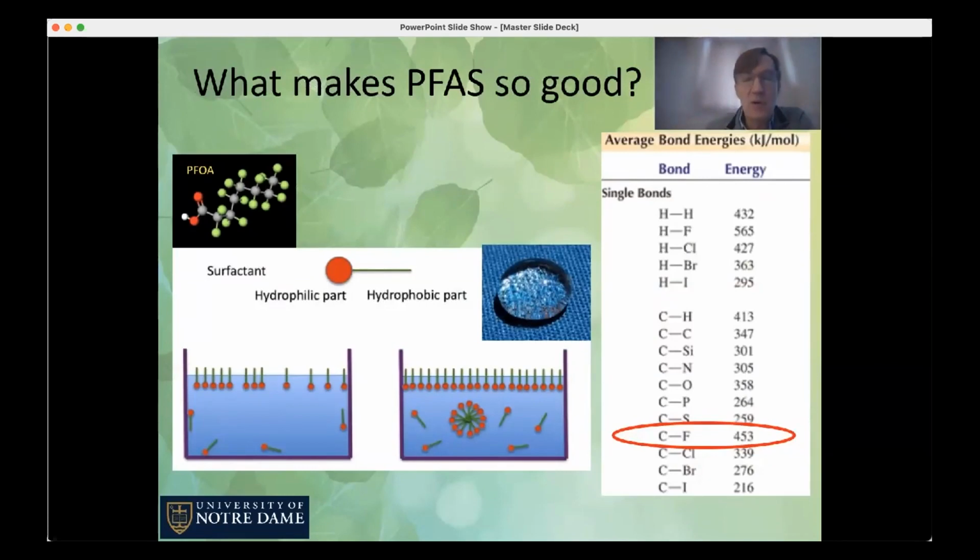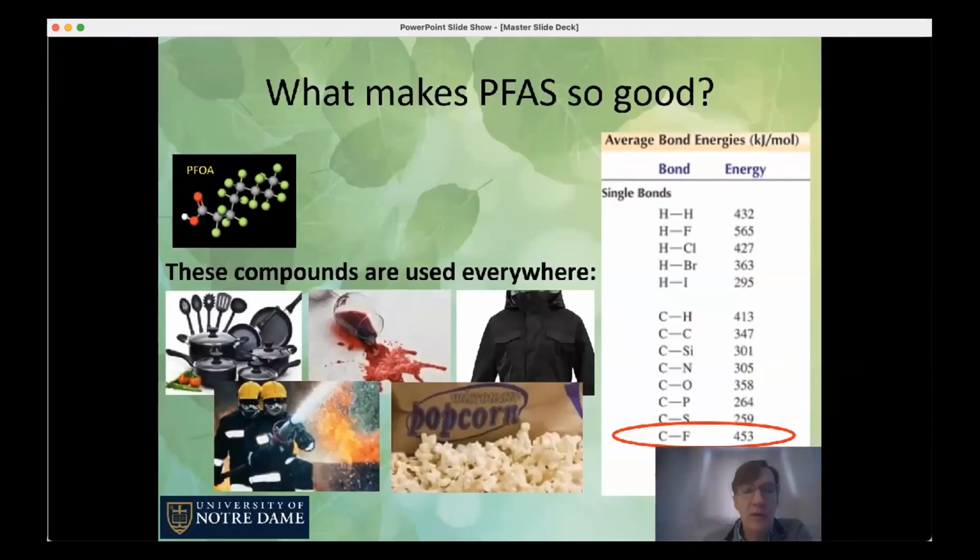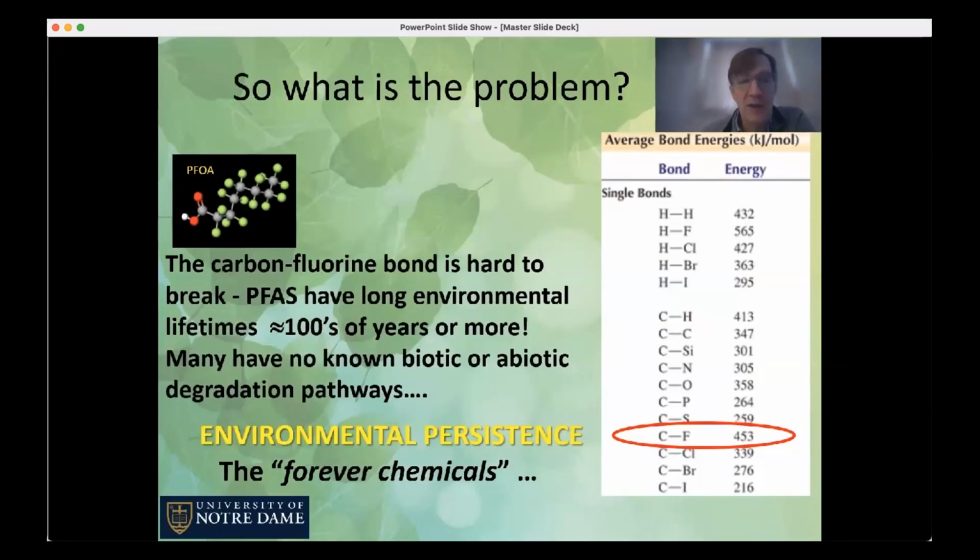The reason they work so well is the bond energy of the carbon-fluorine bond, which is the strongest bond in the chemistry periodic table. Carbon and fluorine is the strongest single bond of all the atoms, and so it's the hardest to break. We have used them everywhere, from our non-stick cookware to carpets to microwave popcorn. You can ask me about that later. It prevents the water from inside the kernel from getting the paper bag wet, but it has some other consequences. What's the problem?